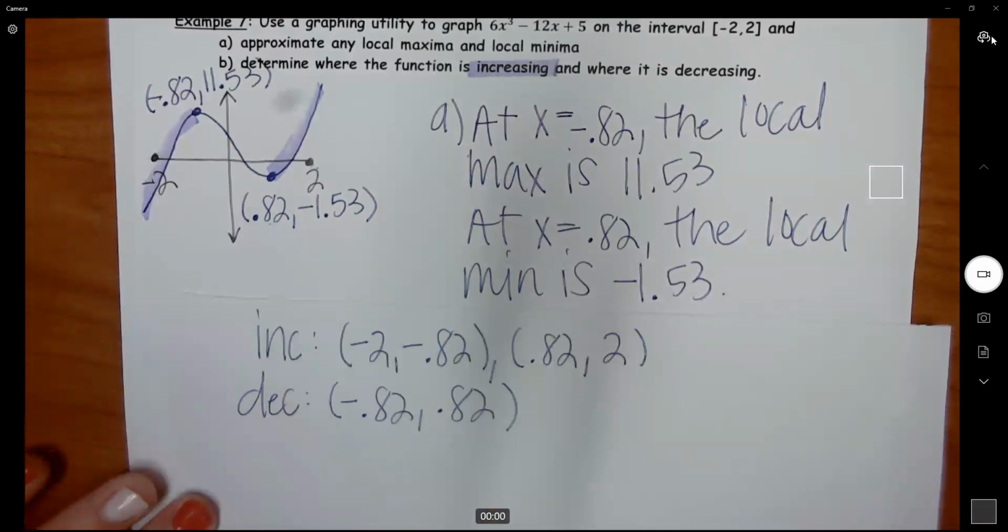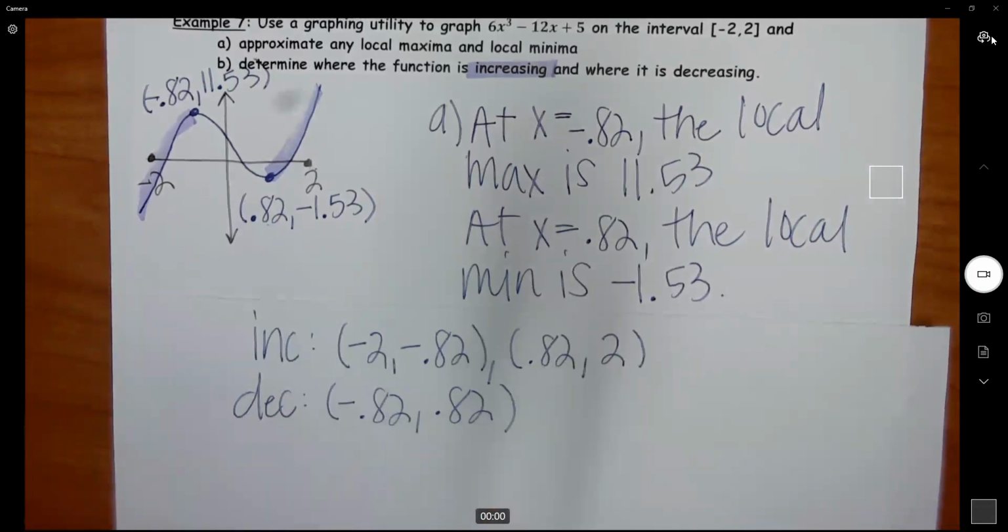And again, my math lab might want you to put those in brackets, but they really should be in parentheses. If you did not get that calculator portion, rewind this video and watch it again, pause it as you need to.